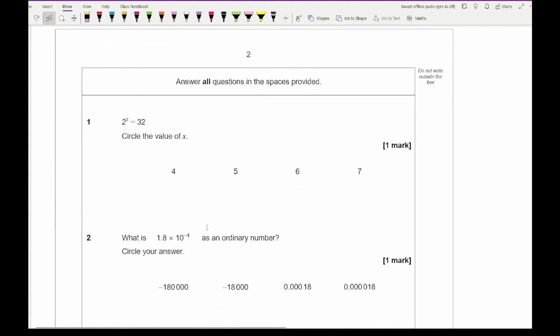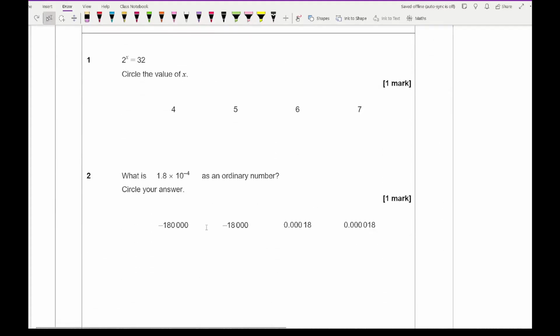Looking at question 1, it says 2 to the power of what gives you 32. If you just go through your powers of 2, you've got 2 to the power 1, 2 to the power 2, 2 to the power 3, and just keep doubling your numbers. So you've got 2, 4, 8, 16, 32. You'll see that it's 2 to the power of 5.